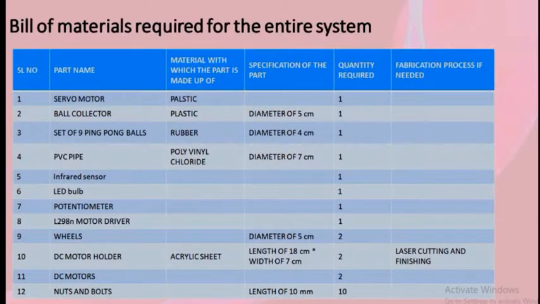This is the bill of materials for our entire system, which is cost effective. In subsystem 1, we use one motor, one servo motor, one ball collector, the ping pong balls, and finally the PVC pipe. In subsystem 2, we have used one IR sensor and one LED bulb. Finally coming to the launching unit, that is subsystem 3, we have used one potentiometer, one L298 motor driver, which is a two-way motor driver, 2 wheels, and the DC motor holder, which is made of acrylic sheet, and finally the 2 DC motors and the nuts and bolts.